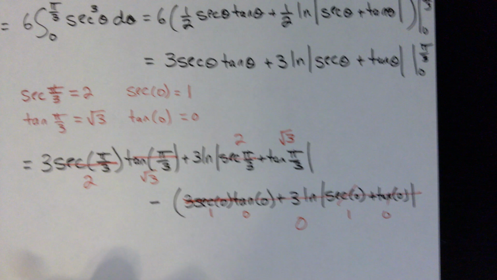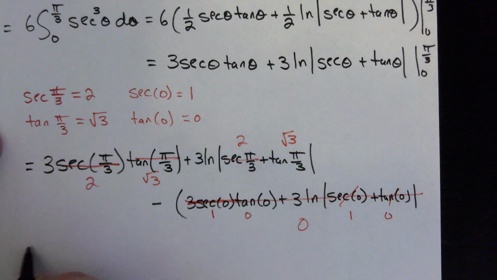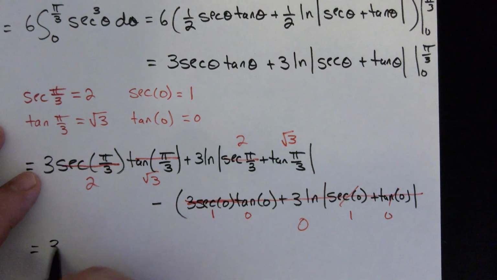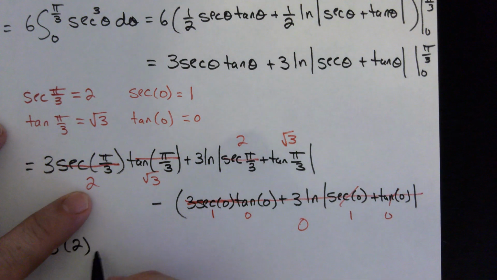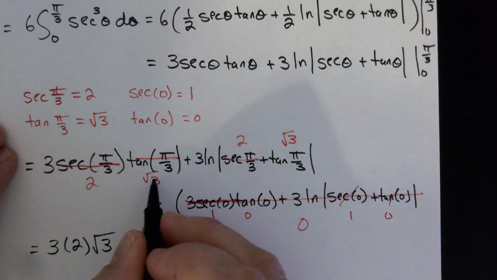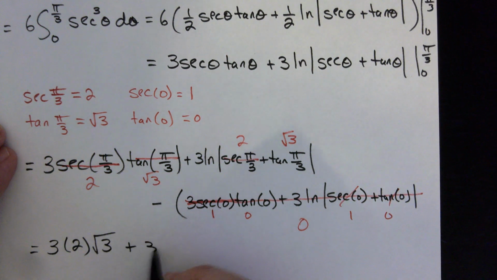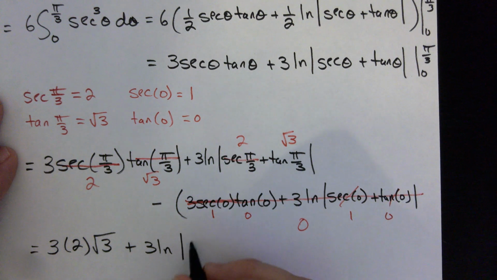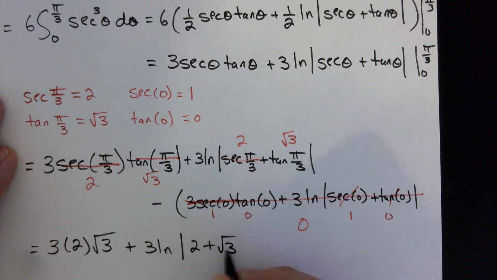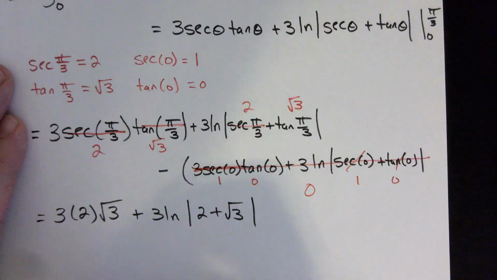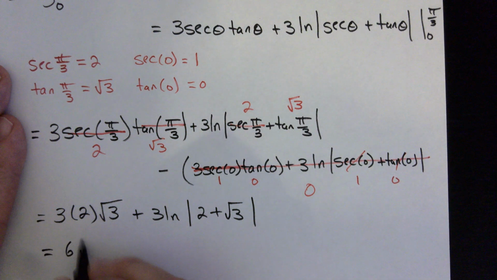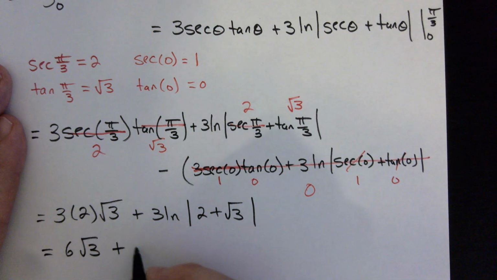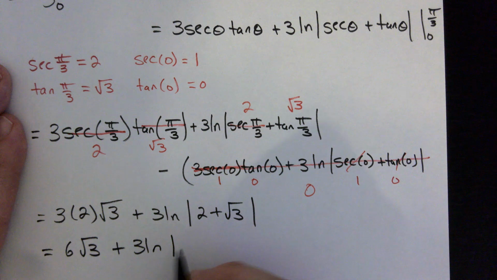Our answer will be the 3 here times the 2 here times the root 3, plus 3 ln of the absolute value of 2 plus root 3. If I clean this up, that gives me 6 root 3 plus 3 ln of 2 plus root 3.